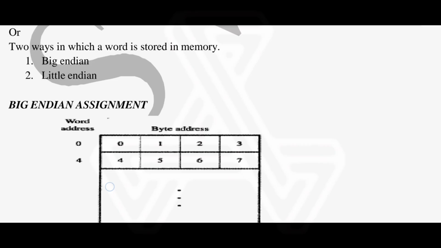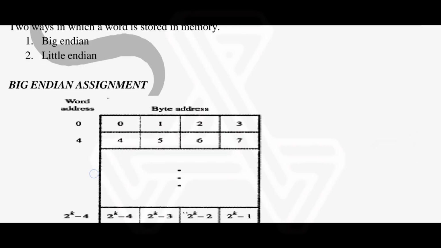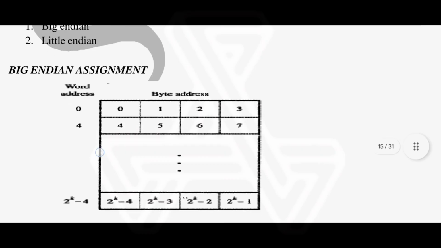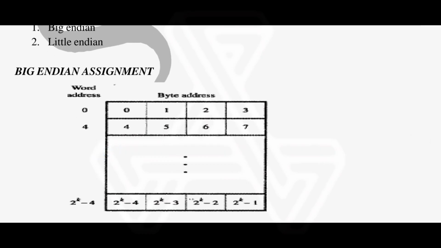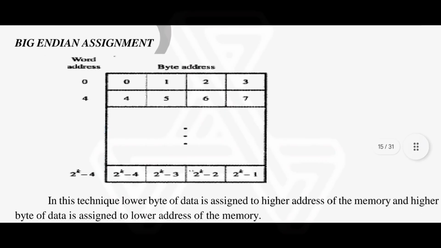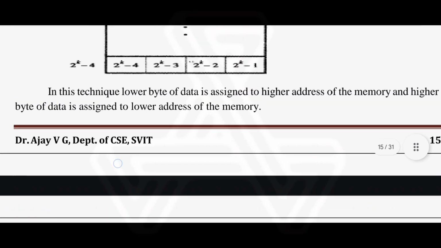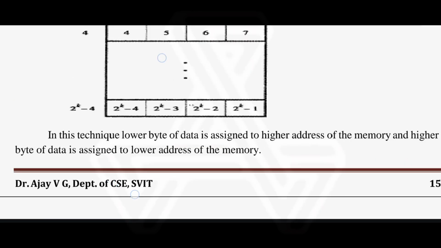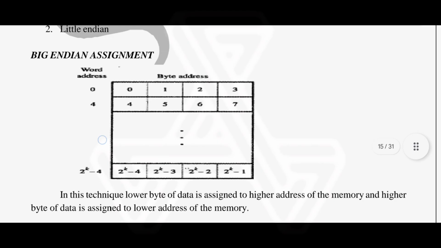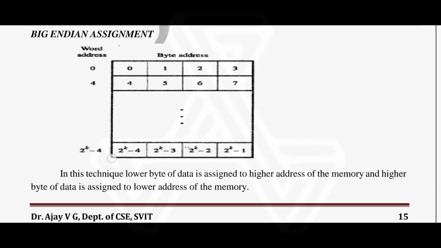Big Endian assignment: word addresses 0, 4, up to 2 power k minus 4. Byte addresses in the zeroth column are 0, 1, 2, 3; then 4 is 4, 5, 6, 7; up to 2 power k minus 4, 2 power k minus 3. In this technique, lower byte of data is assigned to higher address of the memory, and higher byte data is assigned to lower address of the memory.